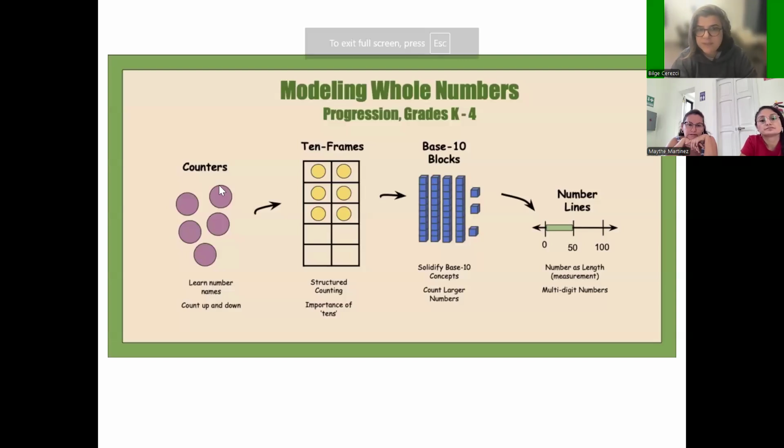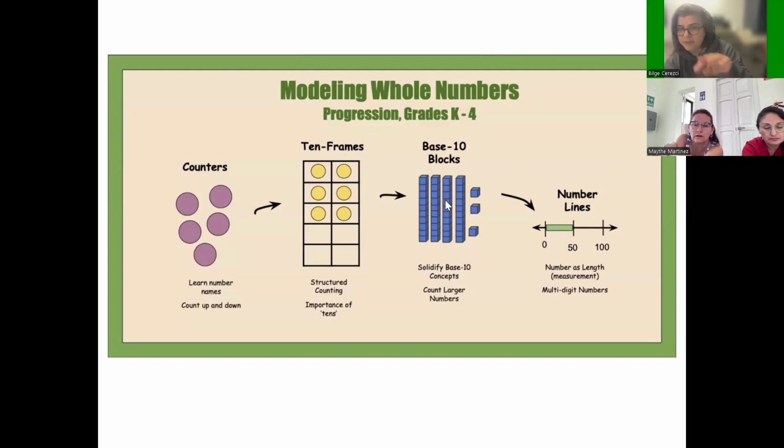So you start with the counters, then you move on to 10 frame. And then with the older kids, first grade and up, you use base 10 blocks. In late first grade and second grade, you move on to the abstract, which is the number line. When do you start using the last one? Late first grade. Once they have enough experience with the base 10 blocks, then you are ready to move on to the visual representation, which is the number line. They can start doing it from first grade, but first they need enough experience with this.